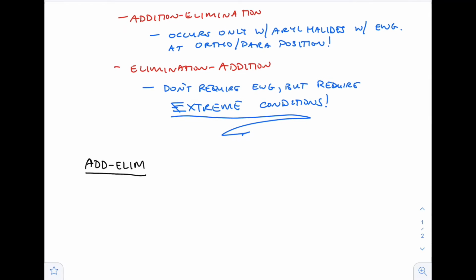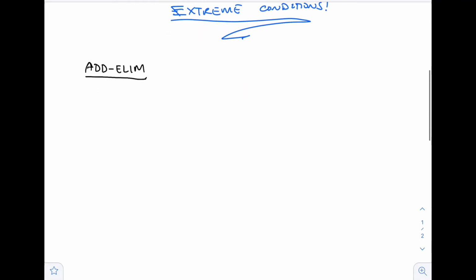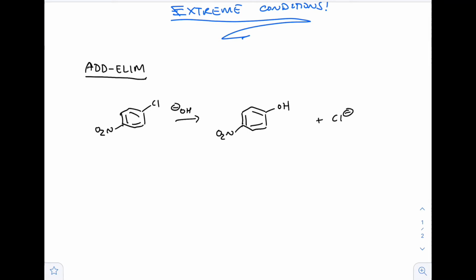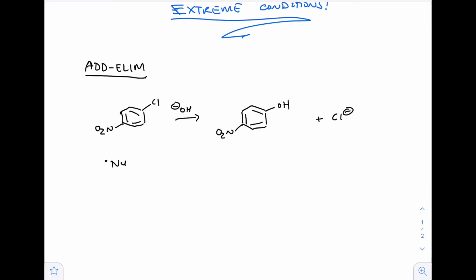Anyway, addition-elimination. All right, so in this process, again, we have an aryl halide with the chlorine there. We've got a nitro group because we need that electron withdrawing group. And then we have a hydroxide, which is our super cool base, right? Our nucleophile. And we get substitution there, right? Nucleophilic aromatic substitution, done. But the mechanism, all right?